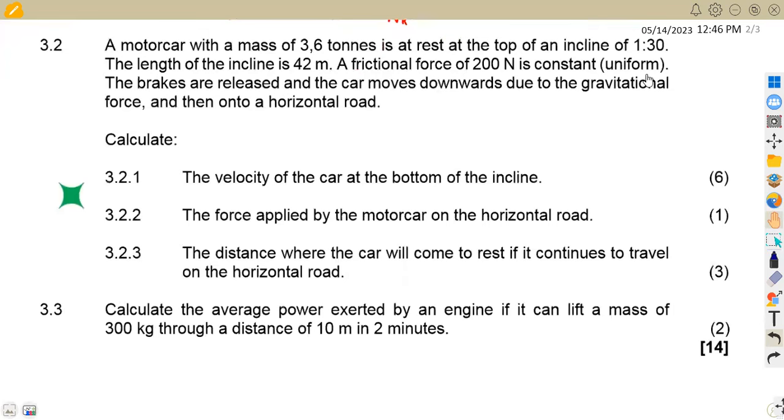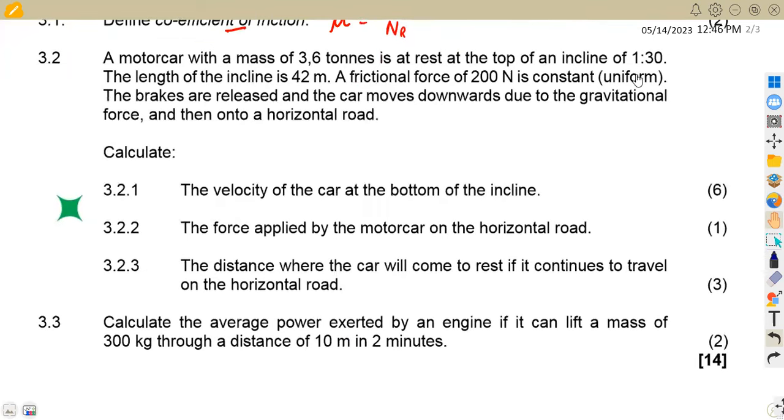On 3.2, you're given a motor car which has a mass of 3 tons, at rest at the top of an incline of 1 in 30. So you're given an incline of 1 in 30 in this case, and we are given the mass, which is 3.6 tons.